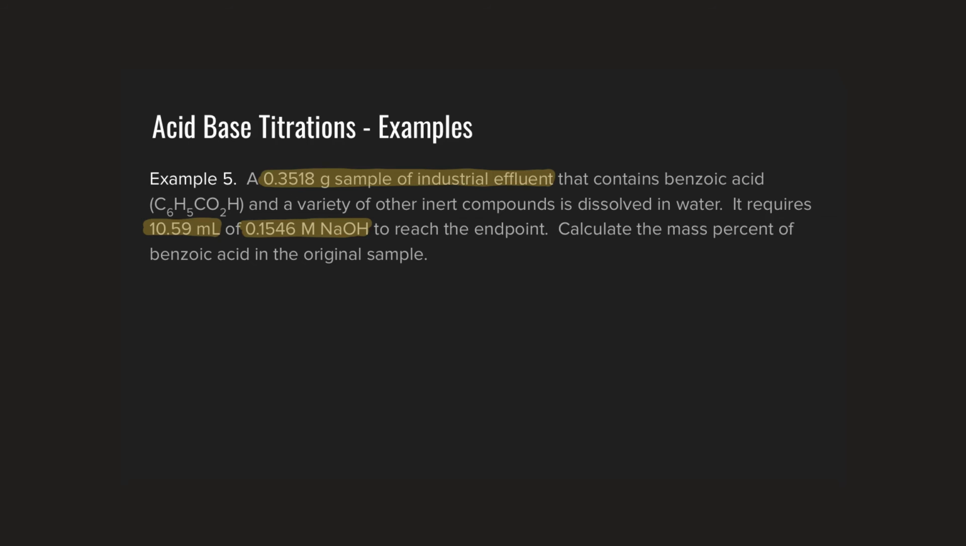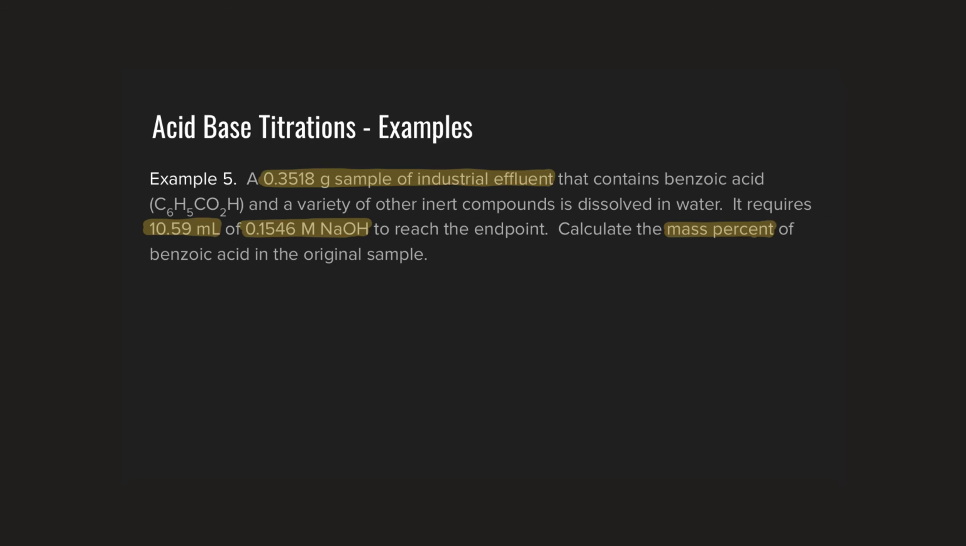And I'm going to ask you here to calculate the mass percent of benzoic acid in that original sample. So fundamentally, what we're really looking for is what mass of benzoic acid is in this mixture, and then can I find the mass percent? So essentially this is an analytical chemistry technique. Now, thinking about this, this is another problem where some stoichiometry is going to be required, which means we do need, again, a balanced chemical equation.